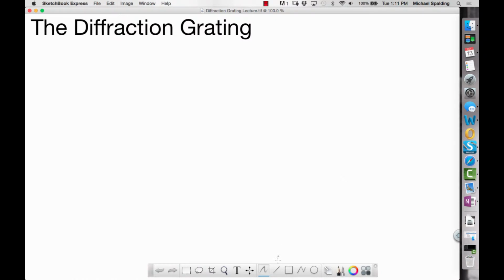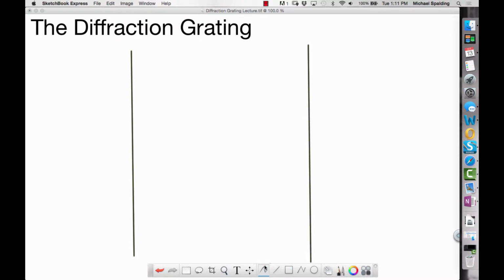Okay, so a diffraction grating is remarkably similar to the double slit experiment. But it's a lot of slits. So instead of just having two openings, you're going to have a lot of openings. You're going to have slit, slit, slit, slit. And all of these slits are the same distance apart, so they're all equidistant. The distance from that slit to that slit is D. The distance from this slit down to this slit is D. They're all the same distance apart, moving downward.